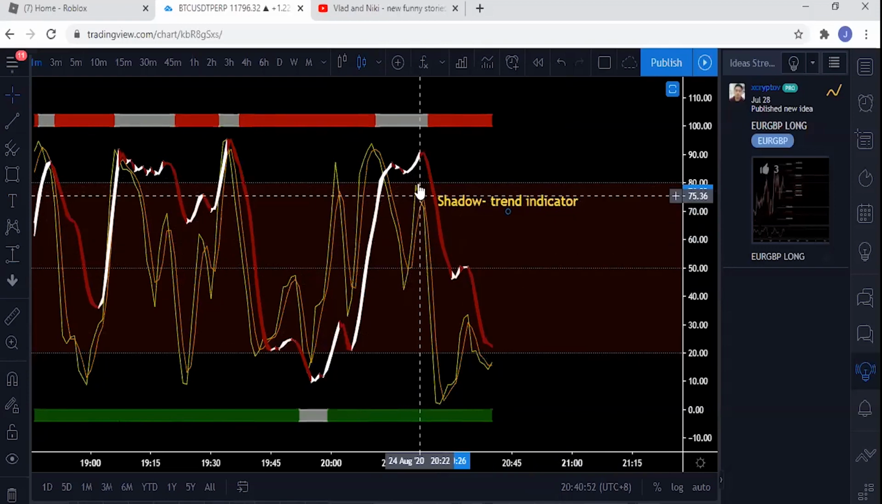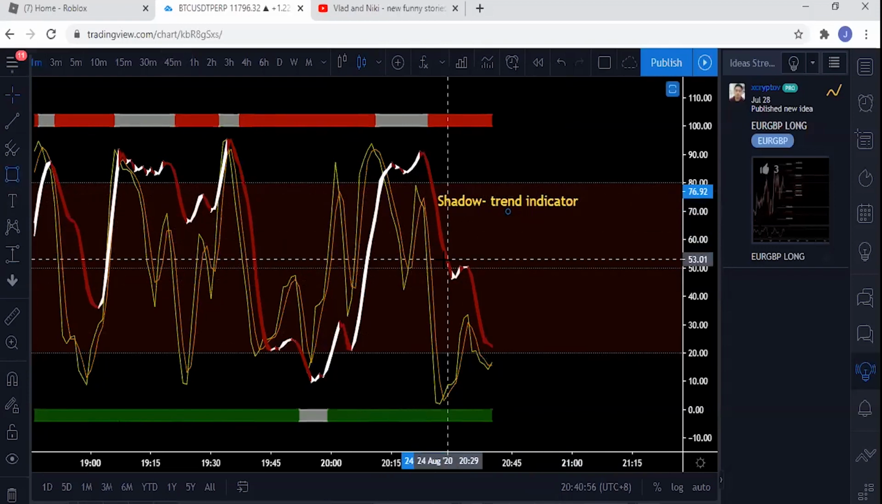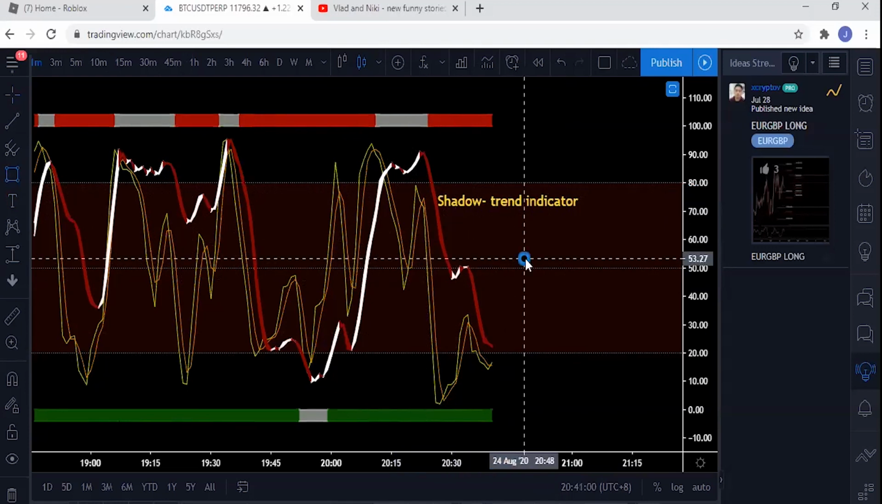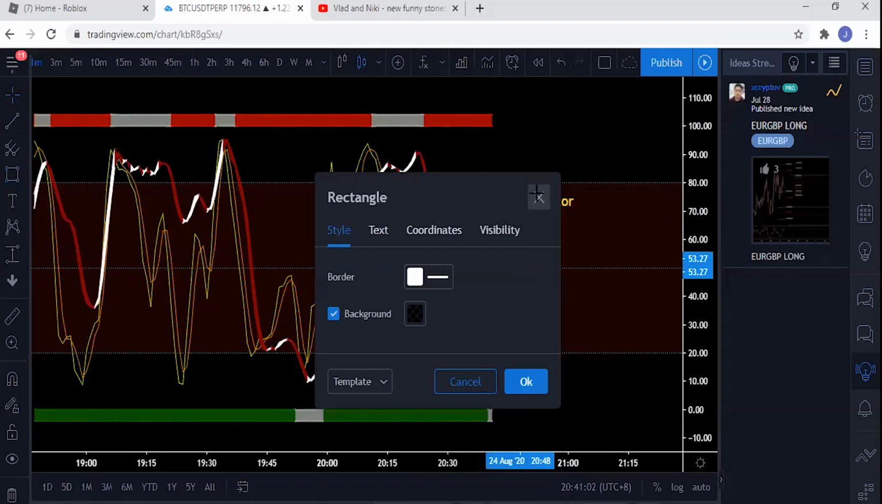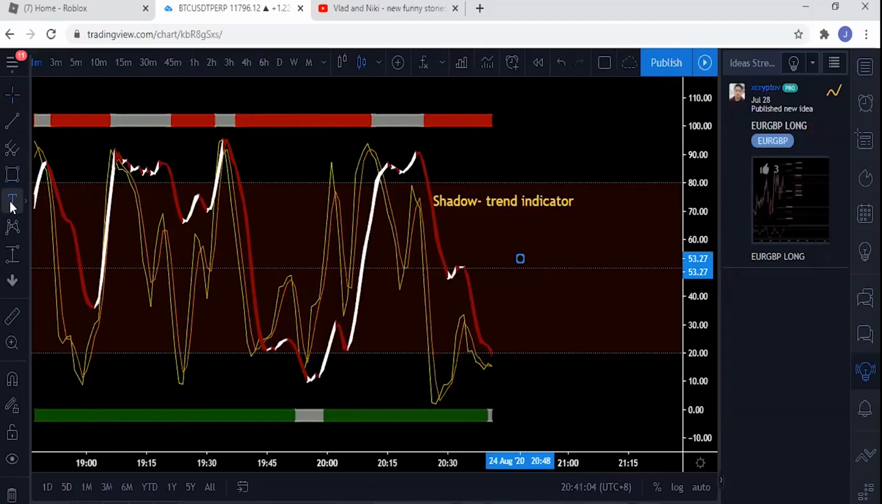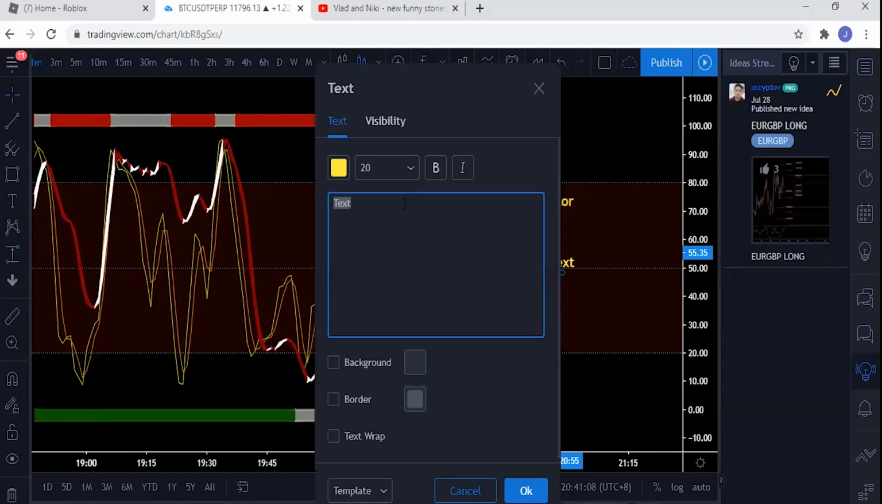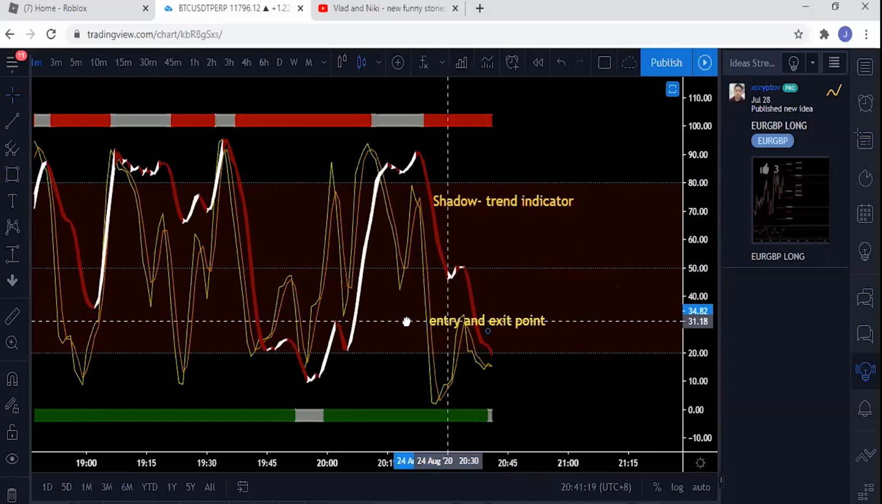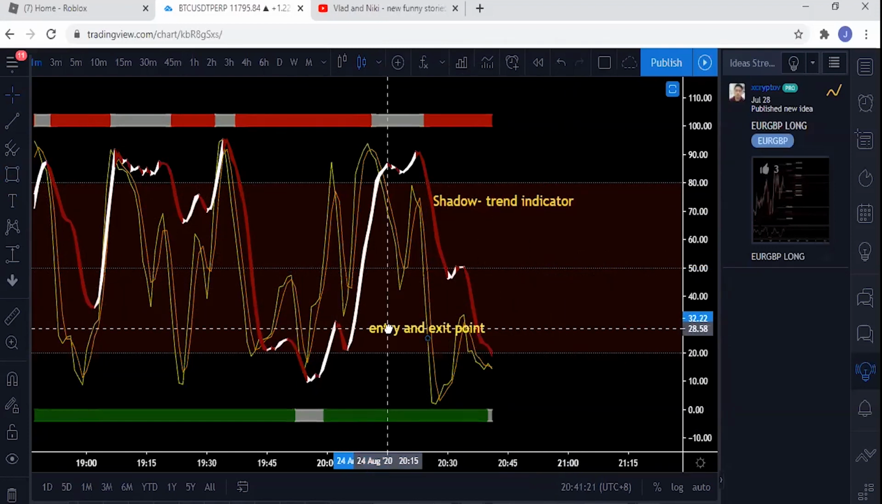Next is our signal, this one. This is our entry point, entry and exit point. This is where we're going to enter and exit.